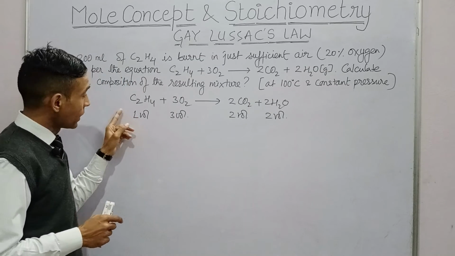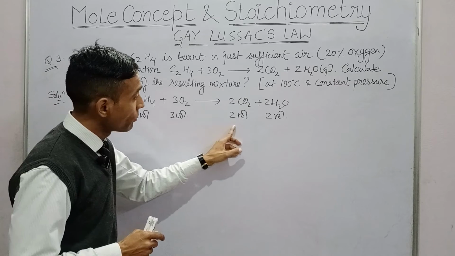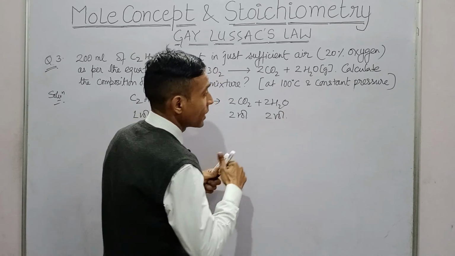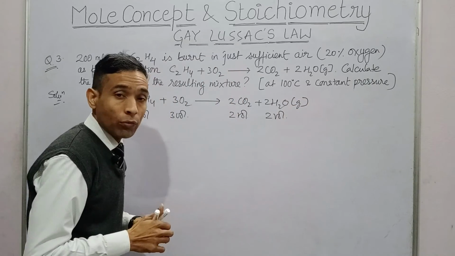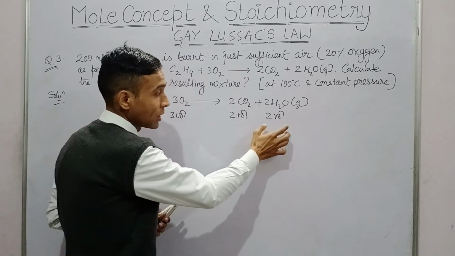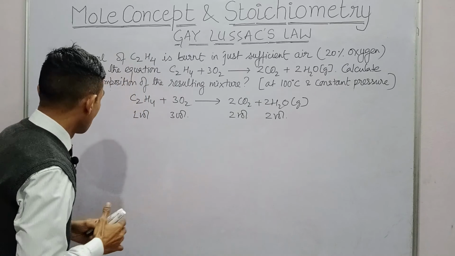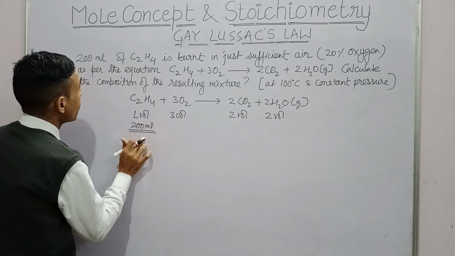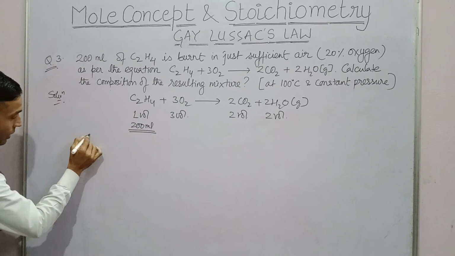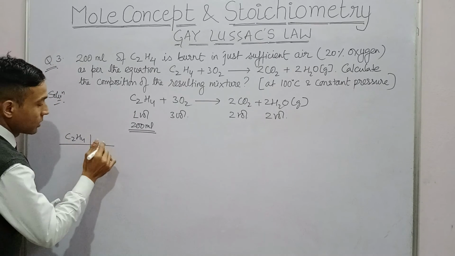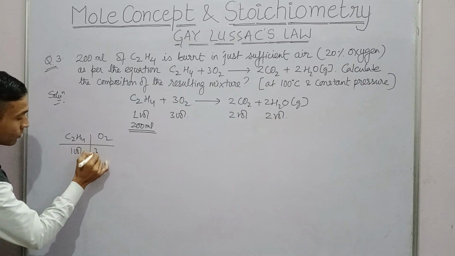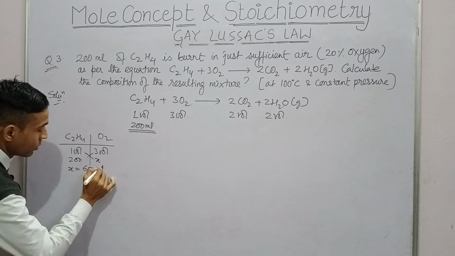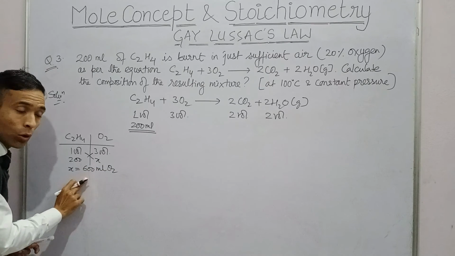Here 1 volume of ethene reacts with 3 volume of oxygen to give 2 volume of carbon dioxide and 2 volume of water. Here the water is in gaseous form, so the Gay-Lussac law will be applicable on this also because it is in steam form. So let's first of all write the base value here. The base value is 200 ml of ethene. Let's apply this for oxygen. So 600 ml of oxygen is used.